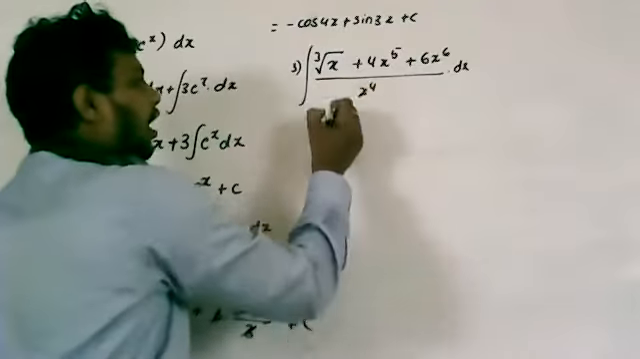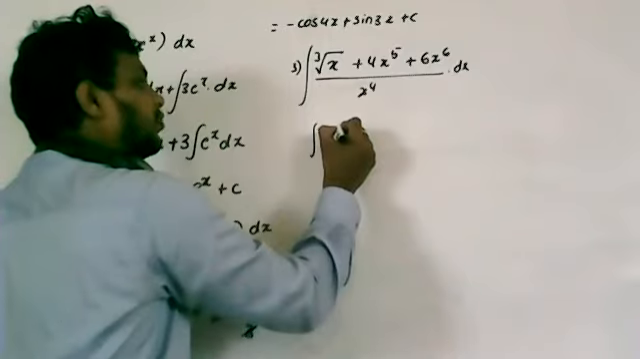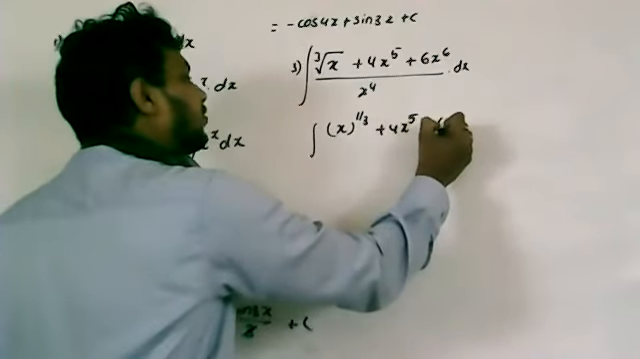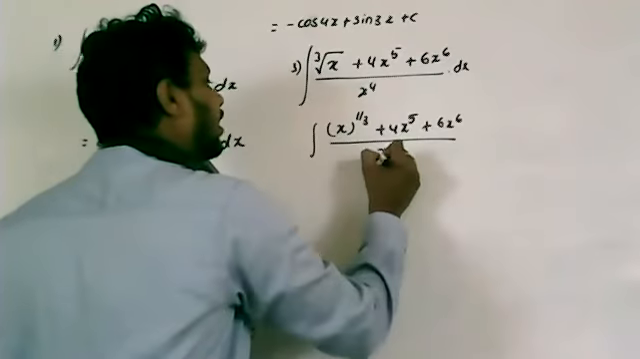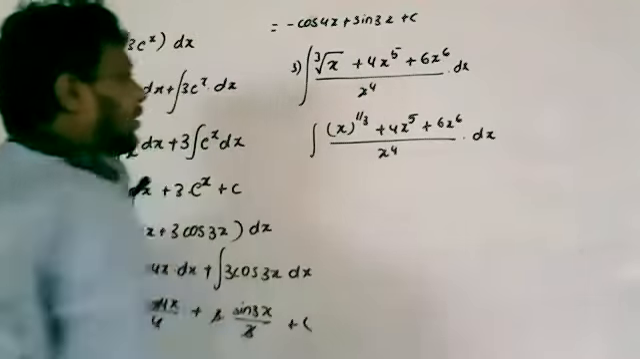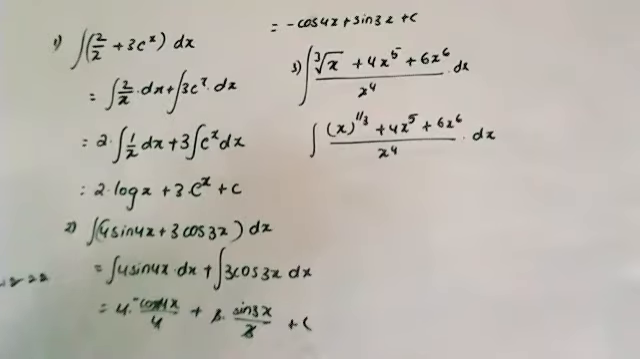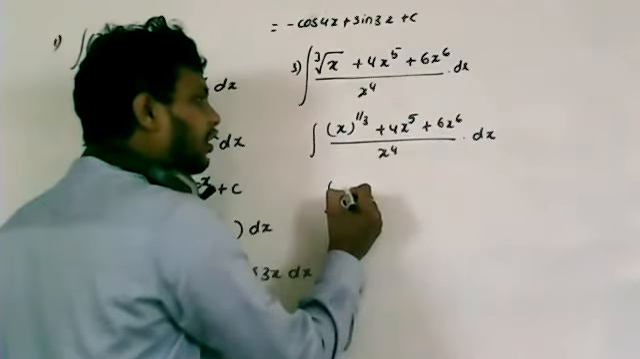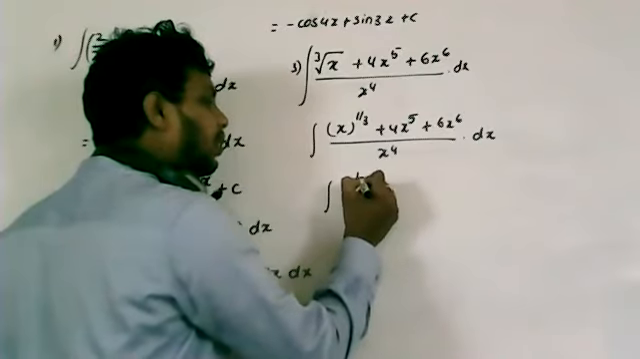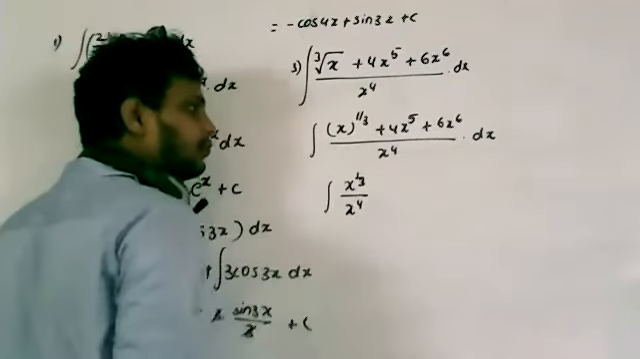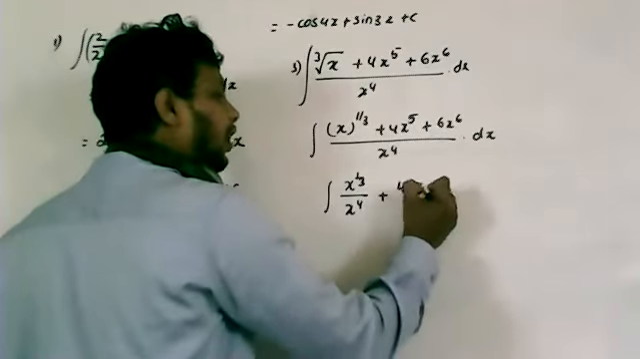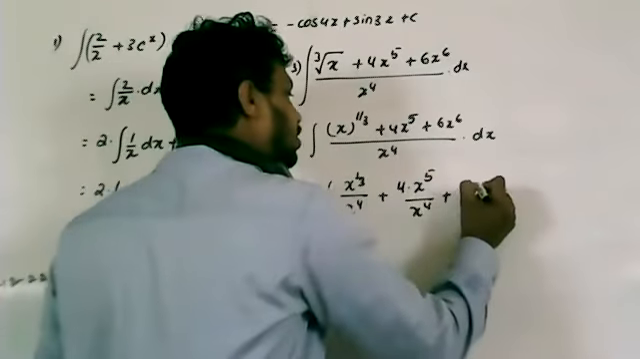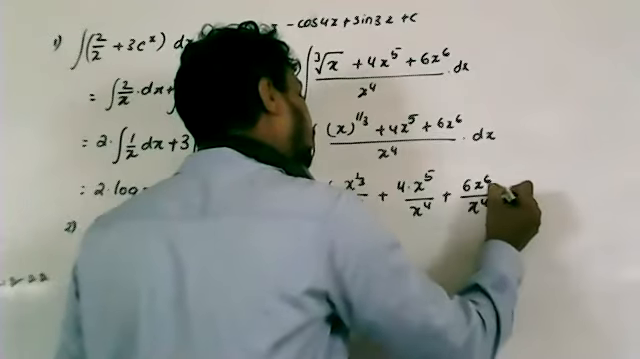Now listen, I will do this. I will modify this equation like this. x to the power of 1 by 3 plus 4x to the power of 5 plus 6x to the power of 6 divided by x to the power of 4 dx. I can write like this. Are you clear? Now listen, if I take each and every term, then each term can be written like this: x to the power of 1 by 3 divided by x to the power of 4 plus 4 into x to the power of 5 divided by x to the power of 4 plus 6 into x to the power of 6 by x to the power of 4 into dx.